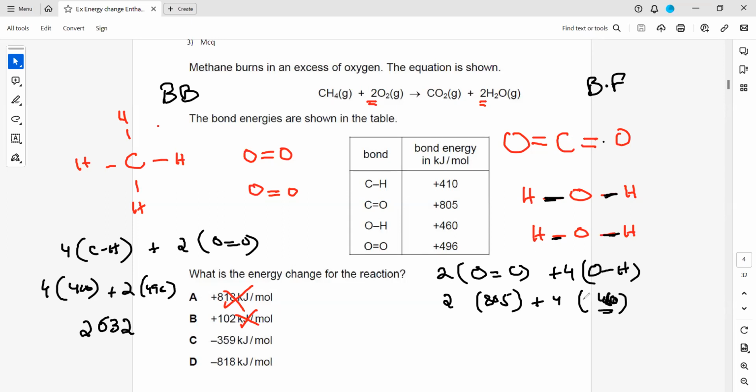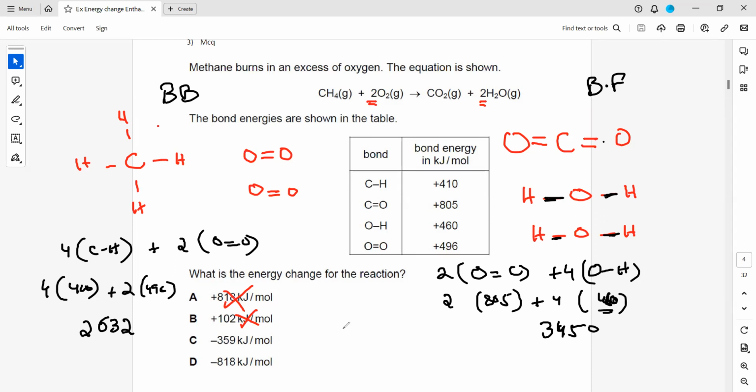No, it cannot be 5000 because it's 4 into 460 plus 2 into 805. What's the bond forming energy? 4 into 460 plus 2 into 805. 3450. Now, because the bond forming energy is more, it is obvious that this reaction will be exothermic.